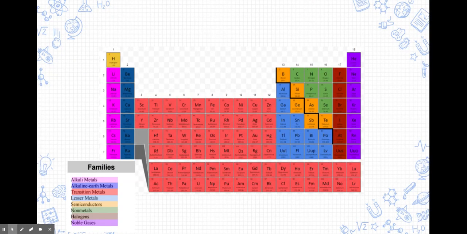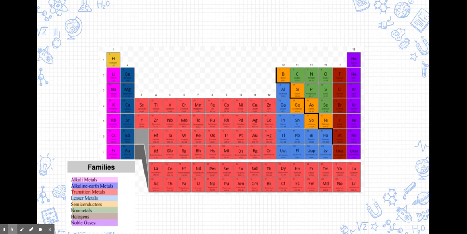Here's a periodic table, the one that we use in class, with different families based on the different colors you see here. One thing to note, these colors aren't standard, so you might look at a different periodic table and they have different colorings even though the families are the same. Remember, families are groups of elements with similar chemical and physical properties.